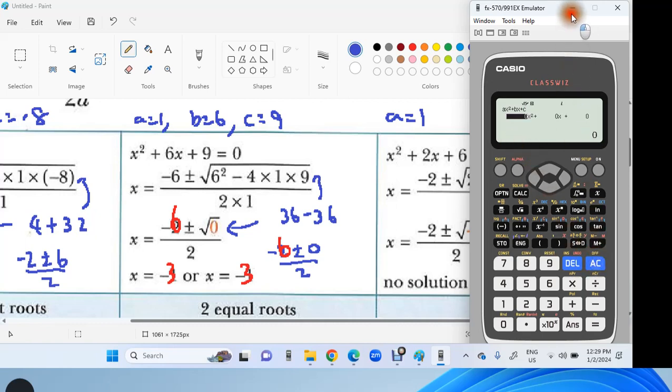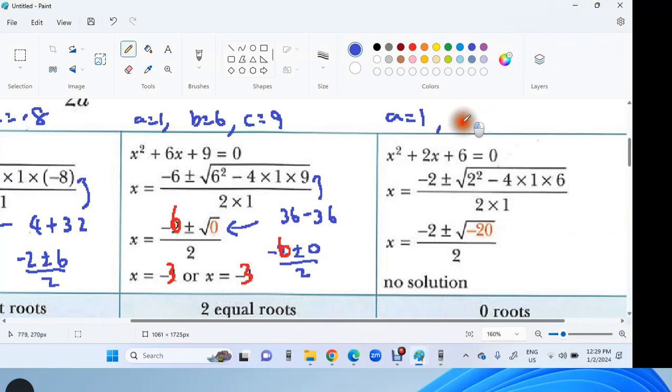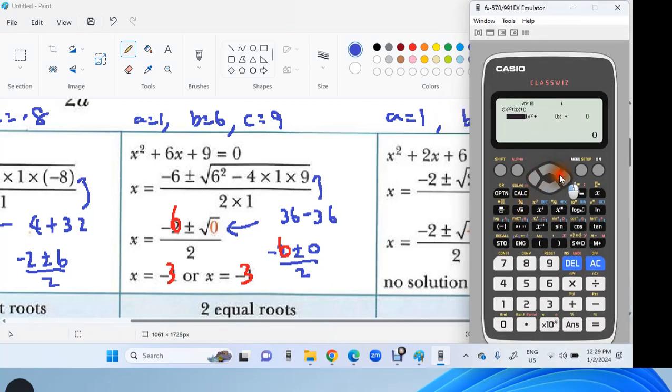Then for the next one, we have a equal to 1, b equal to 2, c equal to 6. Then we have x equal to minus 2 plus minus square root of 2 squared minus 4 times 1 times 6. Then this is equal to 4 minus 24, which becomes negative 20. Negative 20 in the normal mode of our calculator will give a Math error.